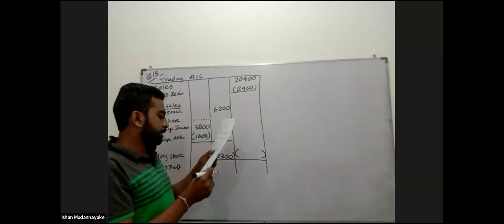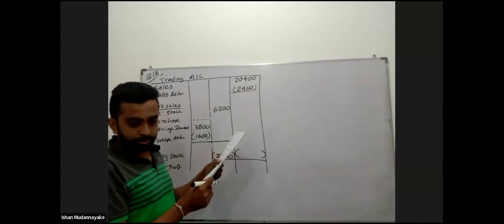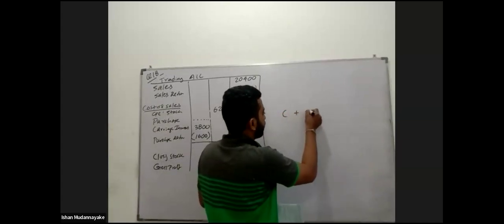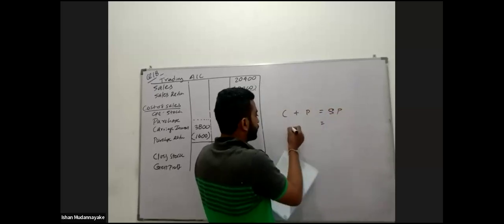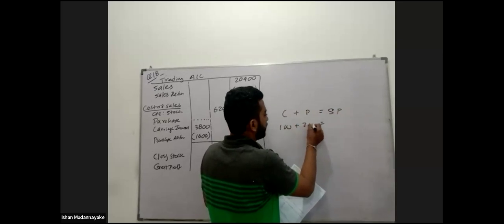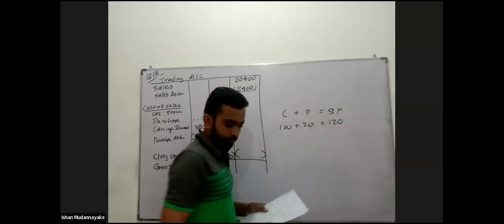You will calculate purchases, right? Gross profit rate is 20% on cost of sales. Cost plus profit equal to selling price. 20% on cost of sales, then cost of sales 100, profit 20, selling price 120.